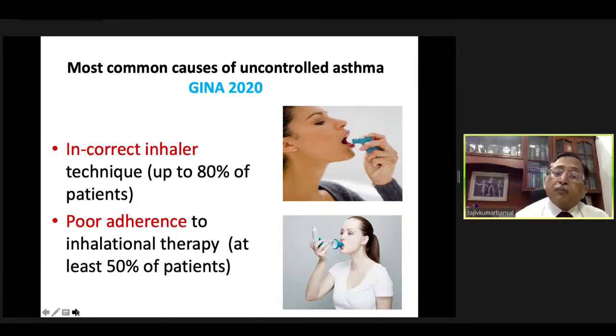Now, if GINA is talking about the whole world, you have to believe how much more this applies in our Indian setting, where the understanding is sometimes not up to the mark. According to GINA, poor adherence is seen in up to 50% of the population. So 50% of the patients who have asthma and have been prescribed inhalation medication don't adhere to their medication, and they turn into a category of poor outcome or poor control. So every time a patient comes, you have to see the inhaler technique, ask them to bring back the inhalers, see how they use them, and check whether they are adherent. The history can tell you.